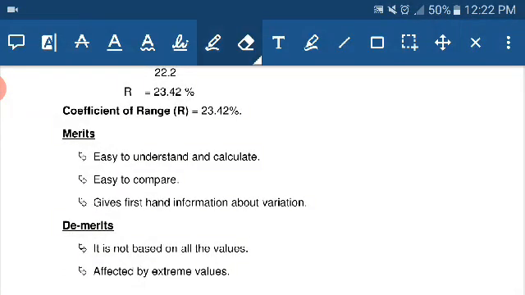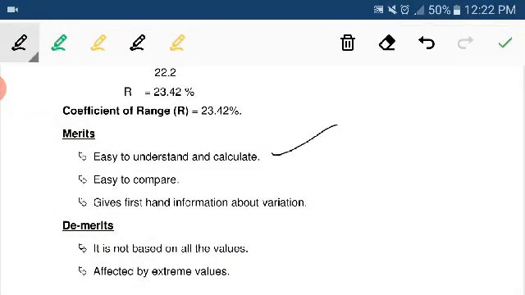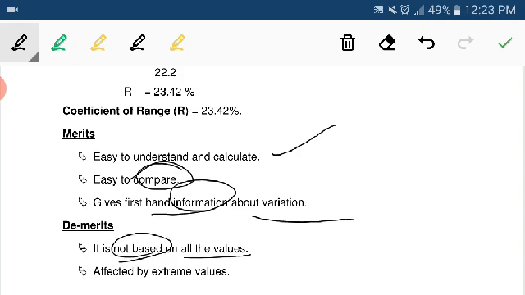Merits: easy to understand, easy to compare, and gives first-hand information about the variation. Demerits: it is not based on all the values and is affected by extreme values.